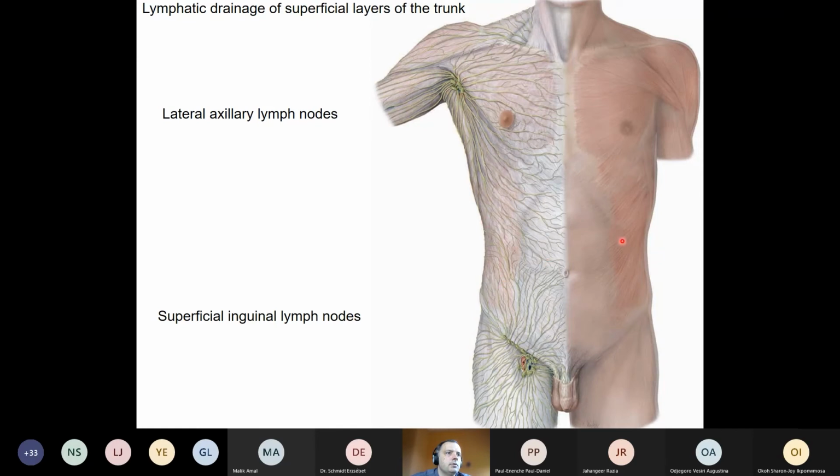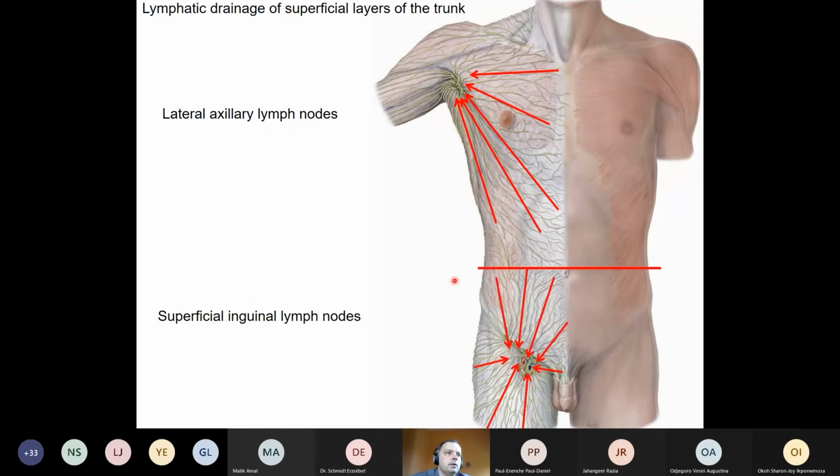And from the belly button down, the lymph vessels will travel to this group of lymph nodes, which we call superficial inguinal lymph nodes. So please note that the border is around the belly button, and above we drain into the axillary nodes, and below the fluid drains into the inguinal nodes. This relates to the skin-related lymphatic drainage mainly.